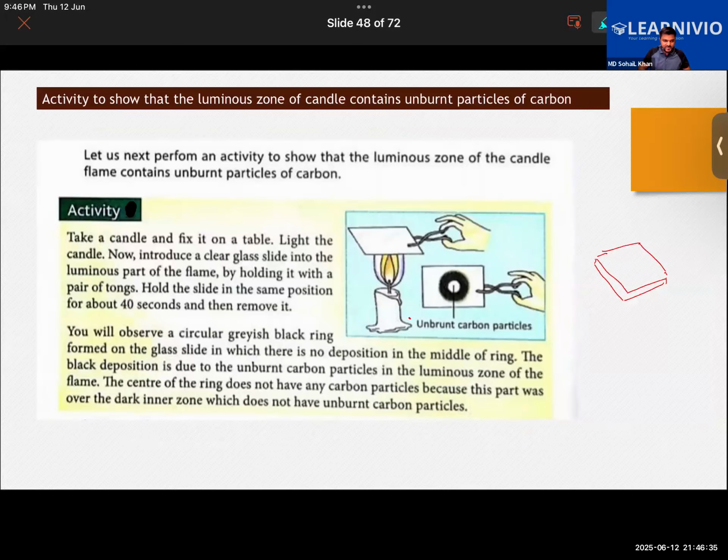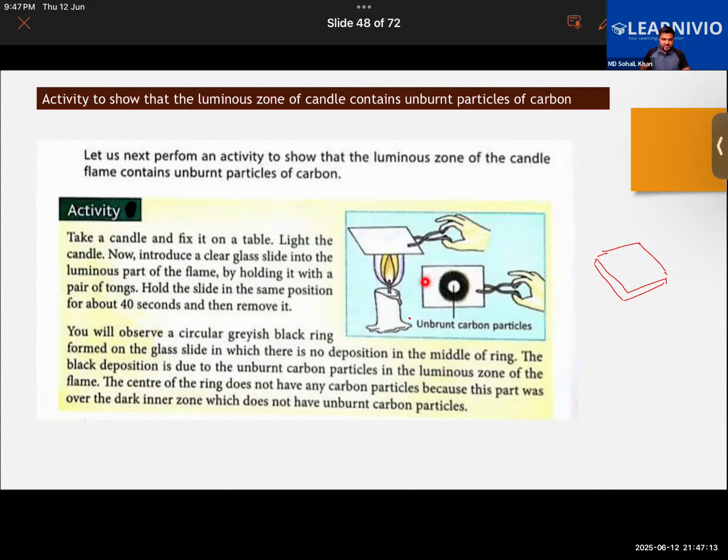Now, you will be holding it in the same position for about 40 seconds, and then you'll remove it. You will observe a circular grayish black ring formed on the glass slide, in which there is no deposition in the middle of the ring, but around this, you'll see a deposition of carbon. So what is this ring-like structure? Basically, it has been formed due to the deposition of the unburned carbon particles in the luminous zone of the flame.